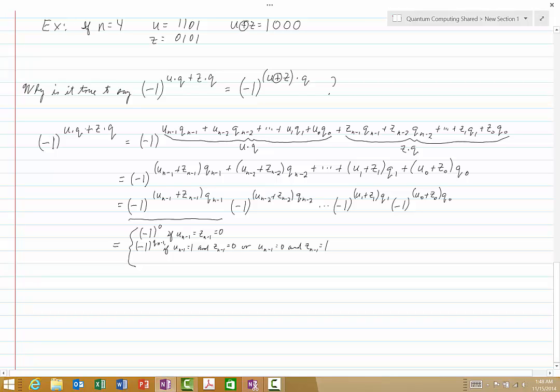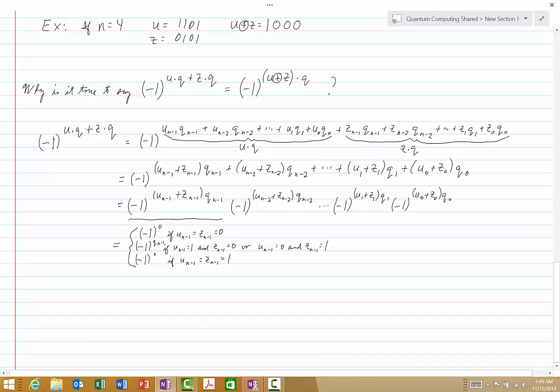If both of these are equal to 1, then this parenthetical term is 2, and 2 times q_{n-1} has to be an even number. It doesn't matter what q_{n-1} is. 2 times q_{n-1} is an even number, and negative 1 raised to an even number is equal to positive 1. So this is the same thing as negative 1 to the 0th power if u_{n-1} equals z_{n-1} equals 1. And so now you see the key to this.